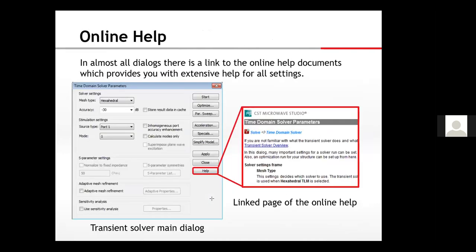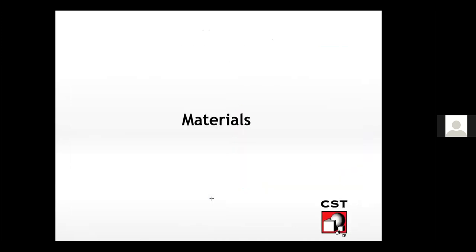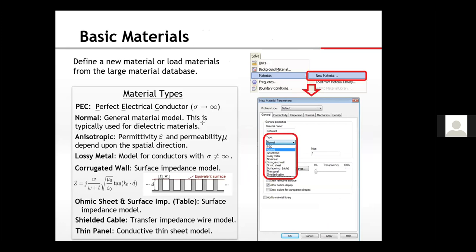Going back to material, the basic material is there, the new material parameter. The material type can be a PEC, where sigma tends to infinity. Metallic is a perfect conductor, so it will reflect all EM waves with a minimum skin depth. Other than this, there is normal, which is generally a material model like air, and anisotropic, where properties epsilon r and mu r depend on spatial direction. The lossy metal is also there, whose sigma is not equal to infinity. Then corrugated wall is there, so you can design all these things in material parameter. Let me give an example.